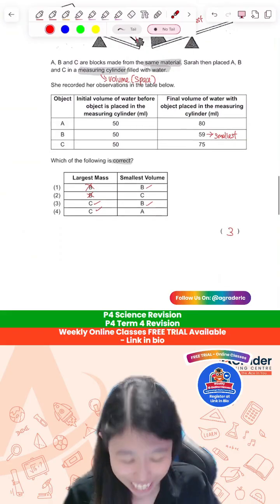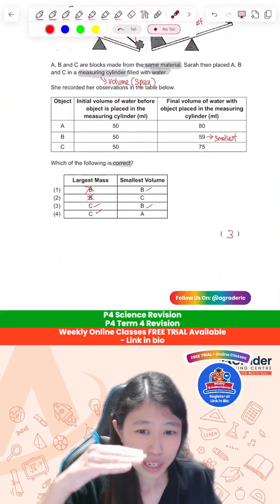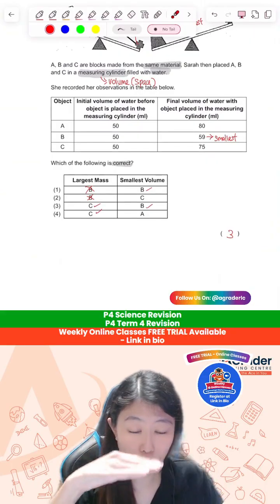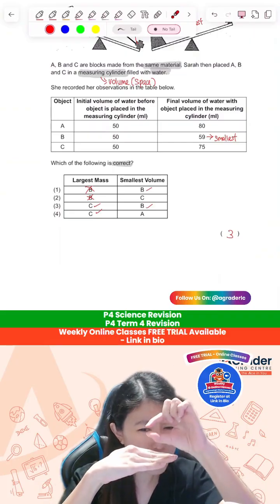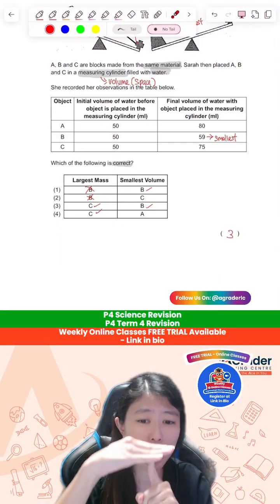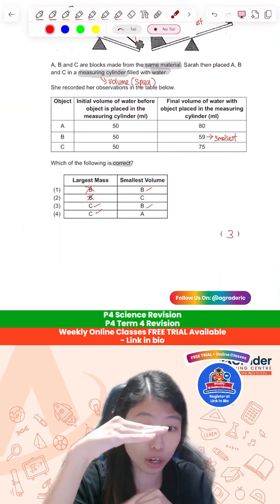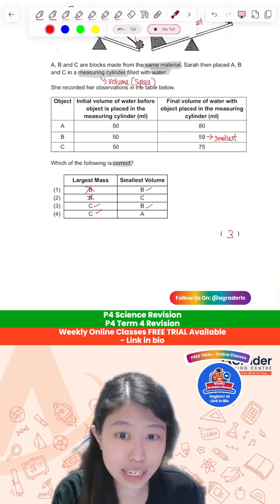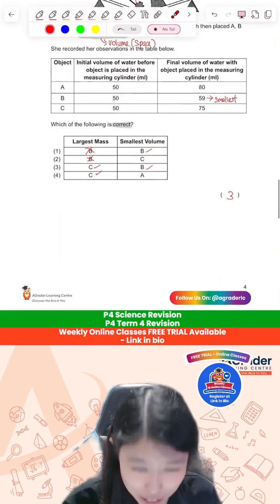Smallest volume means take up the least amount of space. So if the original water level is 50, and the object takes up very little space, you drop the object in and it will only push the water up a little bit. If it takes up a lot of space, it's going to push the water up a lot. So smallest volume means occupy the least amount of space.